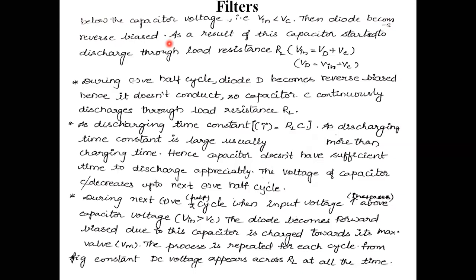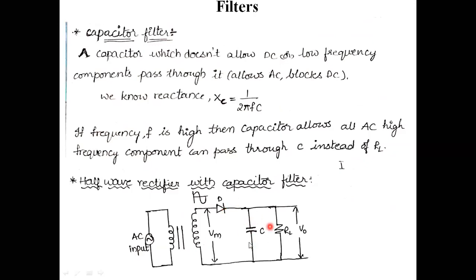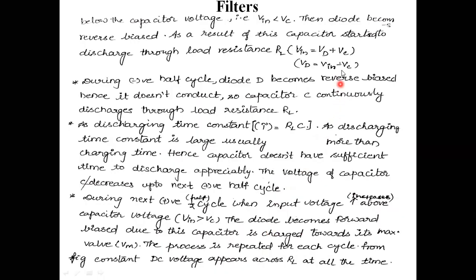That means Vin is equal to Vd plus Vc. The input voltage is equal to the diode voltage plus the voltage across the capacitor, Vd plus Vc. That implies Vd, the voltage across the diode, is given by Vin minus Vc.